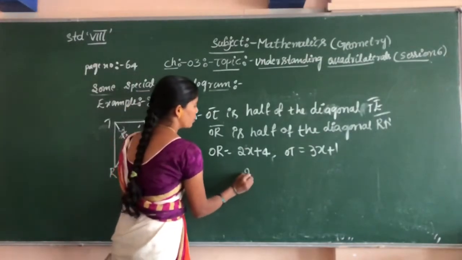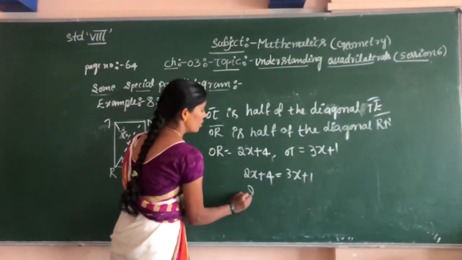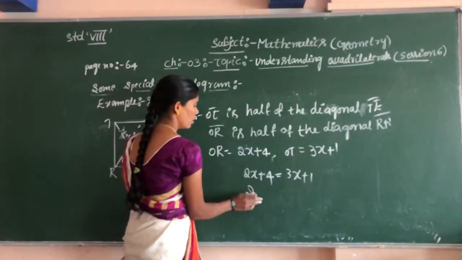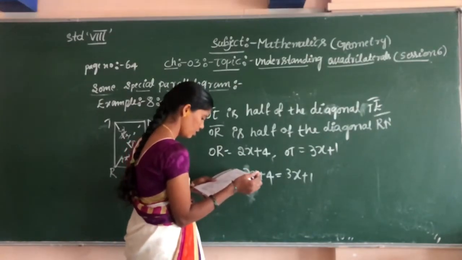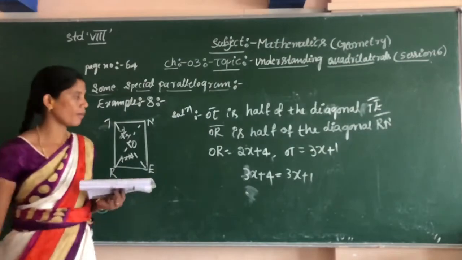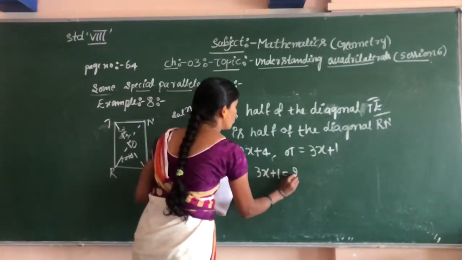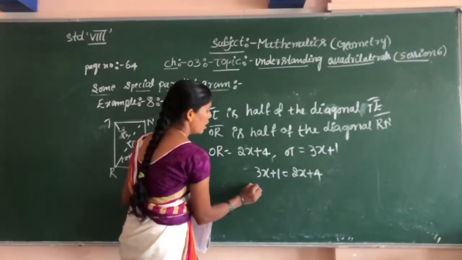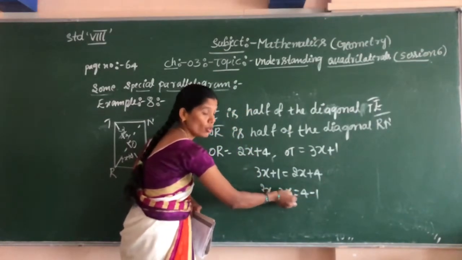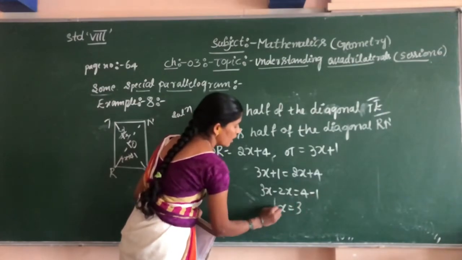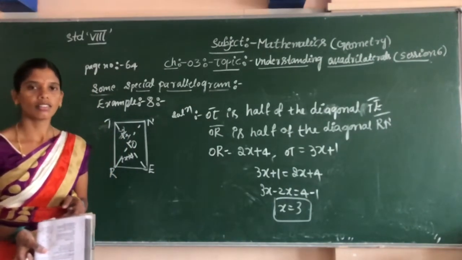Okay, children, we should form a linear equation. 2x plus 4 is equal to 3x plus 1. If you separate the variables, 3x minus 2x is equal to 4 minus 1. So 3x minus 2x is x, and 4 minus 1 is 3. X is equal to 3. The value of x is 3. Okay, children, have you understood or not?